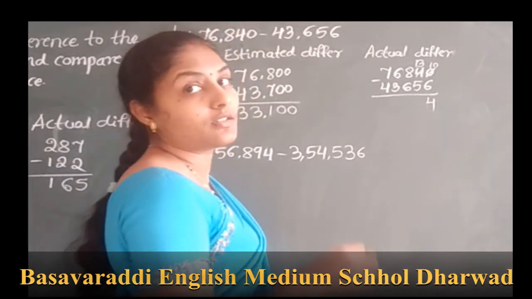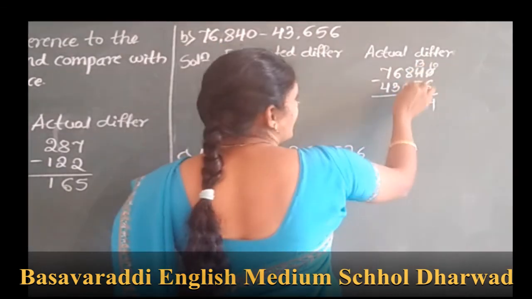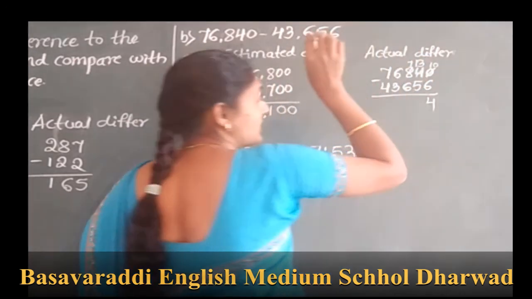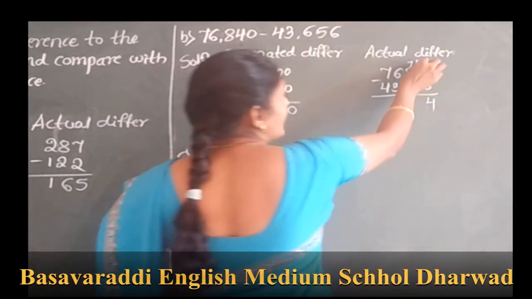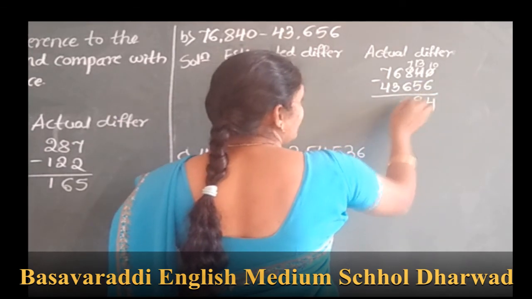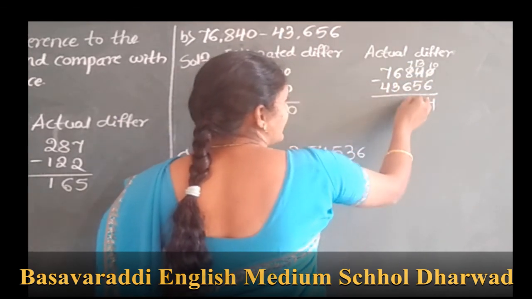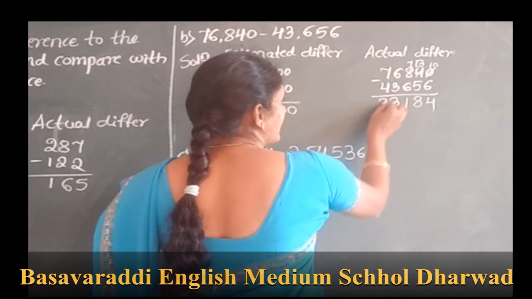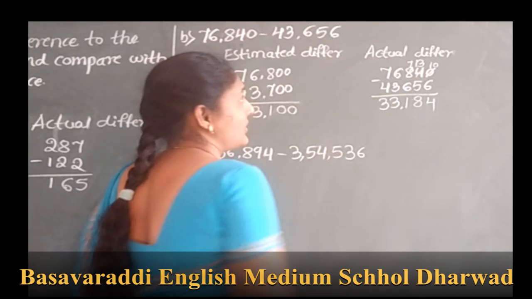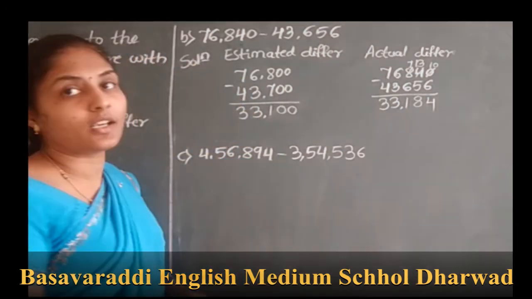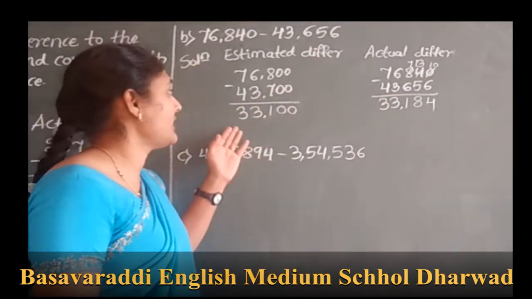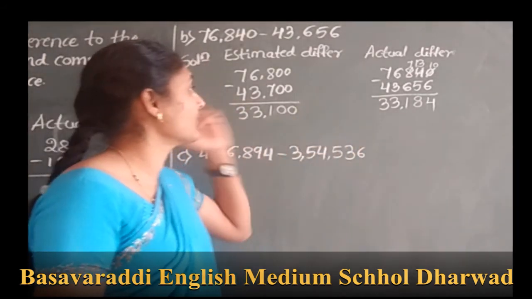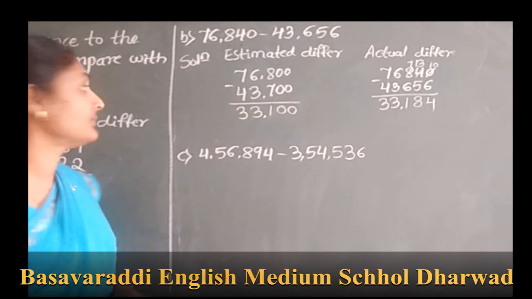The hundreds and tens places become 13, and the hundreds place decreases by 1. It becomes 7. 13 minus 5 is 8. 7 minus 6 is 1. 6 minus 3 is 3. 7 minus 4 is 3. The actual difference is 33,184. The estimated and actual differ by only 84.